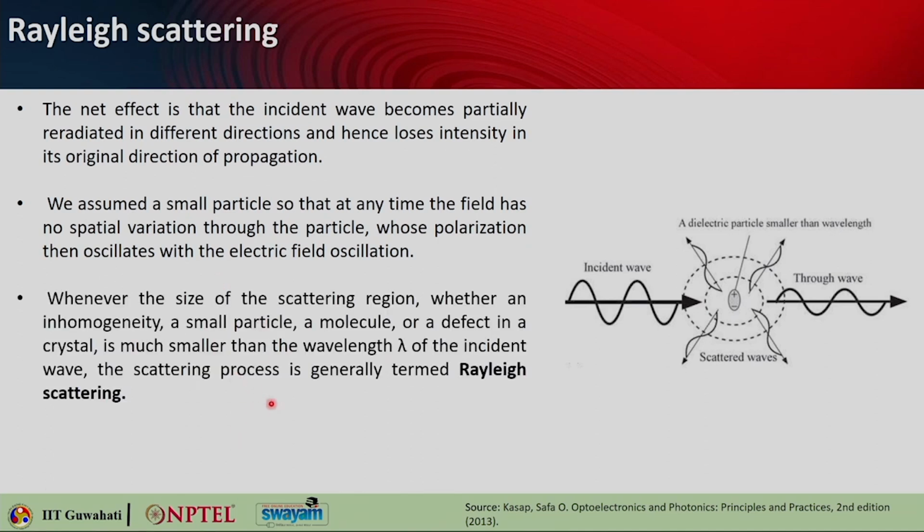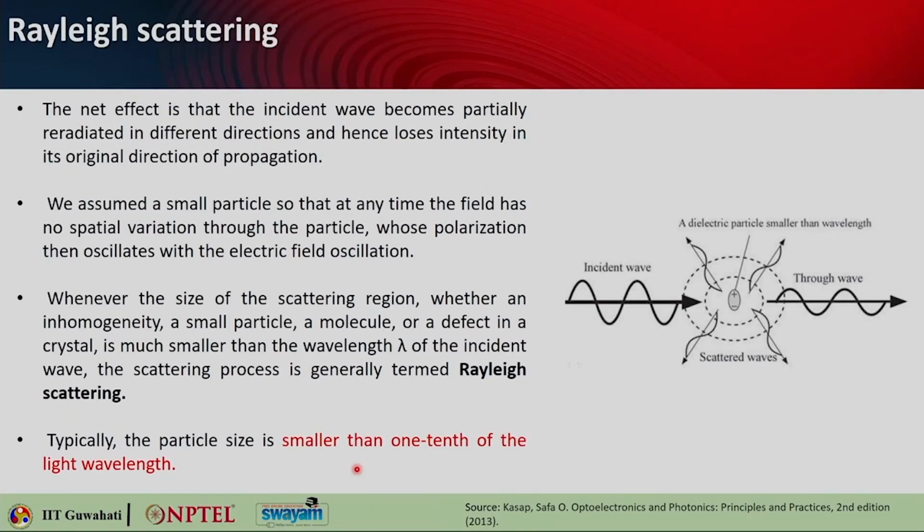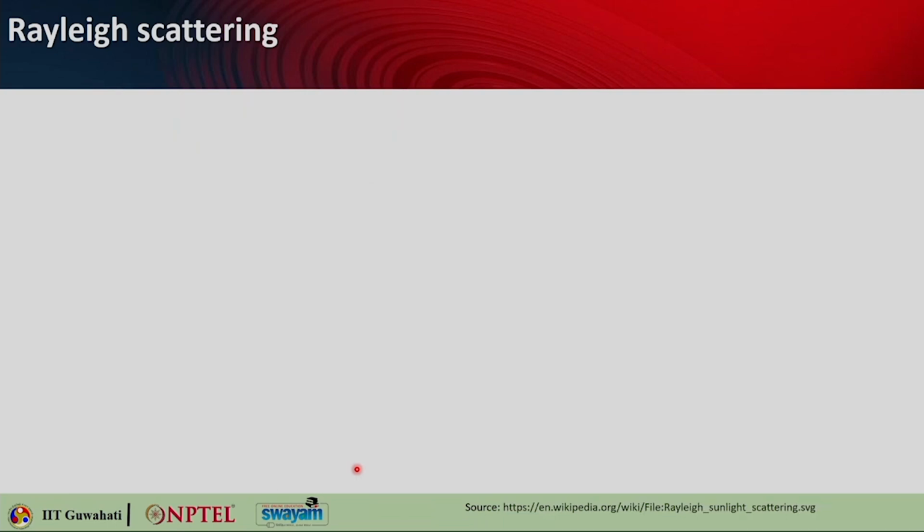So, whenever the size of the scattering region, whether it is an inhomogeneity or a small particle or a molecule or a defect in a crystal, is very much smaller than the wavelength of light, we call that process Rayleigh scattering. And as I mentioned earlier, it is typically smaller than 1/10 of the wavelength, which you have to remember.